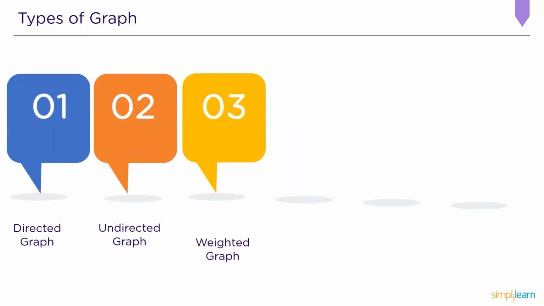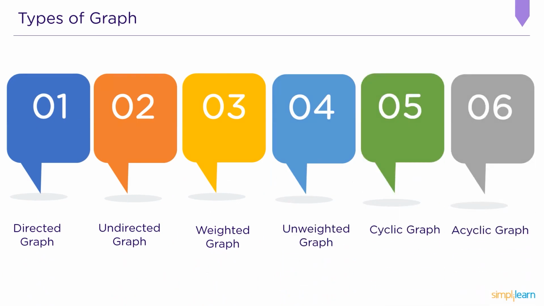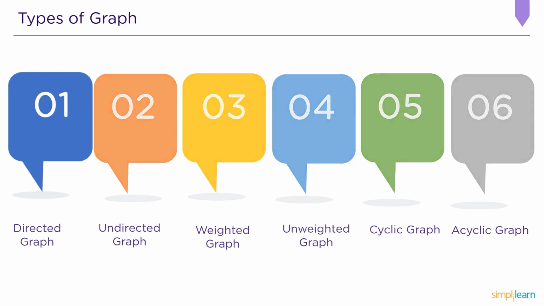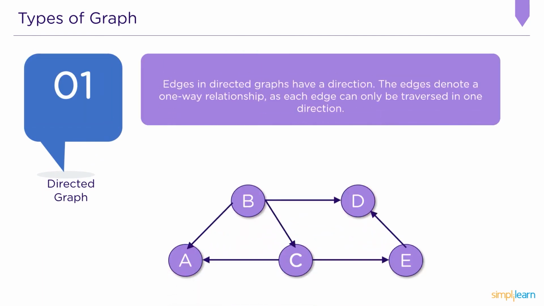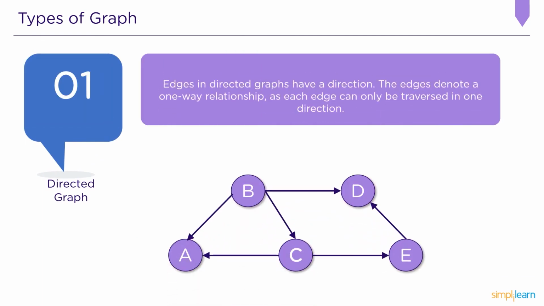So there are generally 6 types of graphs. First we will have directed graphs, next we have undirected graphs, weighted graphs, unweighted graphs, and finally cyclic and acyclic graphs. Let us try to comprehend all these graphs in greater depth. First and foremost, we have the directed graph. Edges in a directed graph have a direction. The edges denote a one-way relationship, as each edge can only be traversed in one direction.